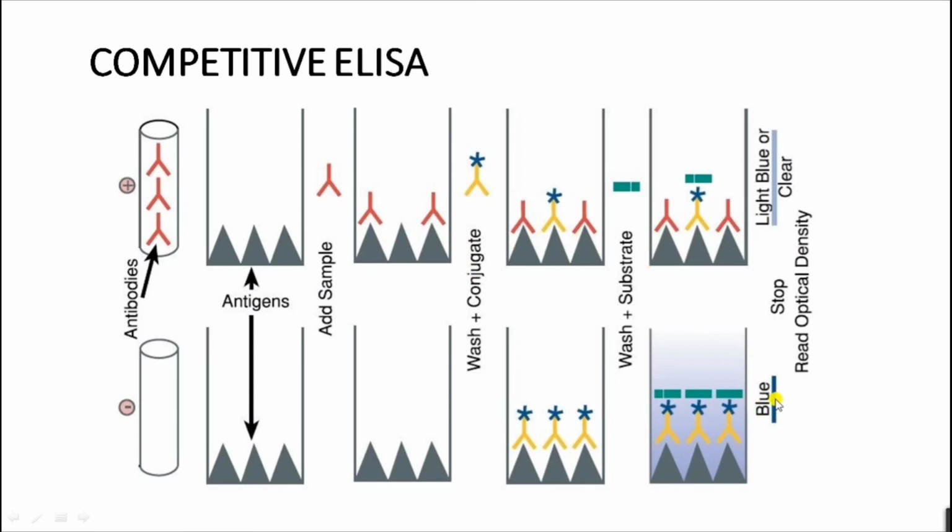You can see the color of this is dark blue whereas the other is light blue or clear, because the intensity of color produced is inversely proportional. You can see there are no antibodies here in the patient sample, so there is more color. There are antibodies in the patient sample, so there is light color. That is the principle behind competitive ELISA.